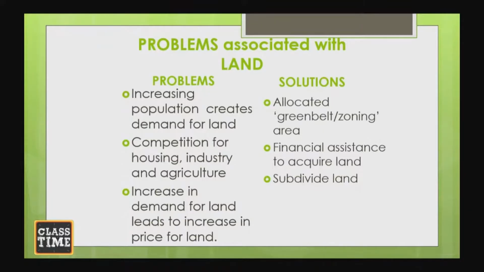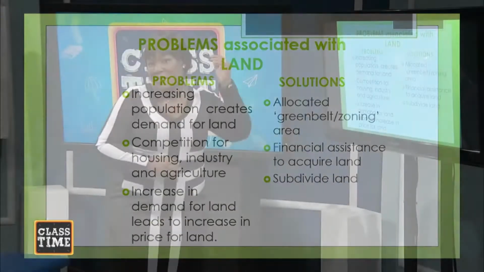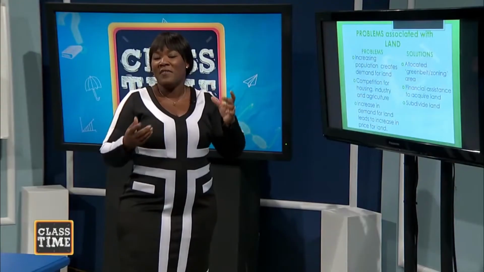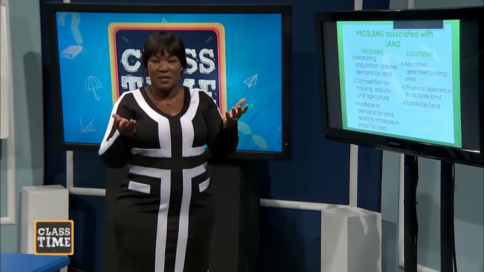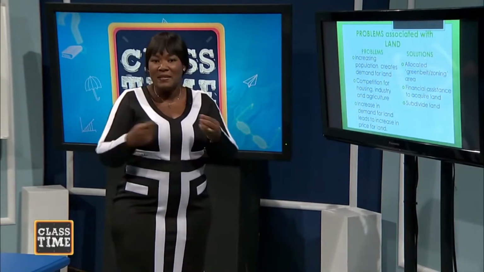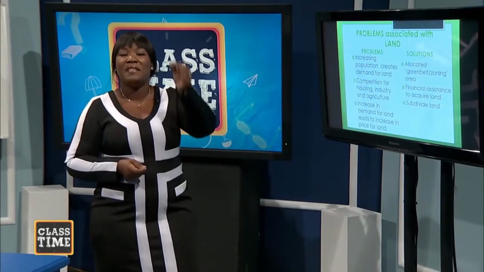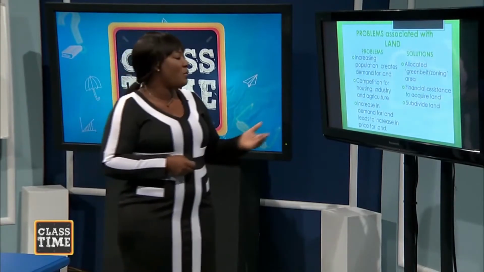And if you're applying knowledge, you would know that an increase in demand for something would raise the price. If I'm selling something, and I have 2 persons buying, I'm going to increase my price. So that's how we would consider having the price go up for land.